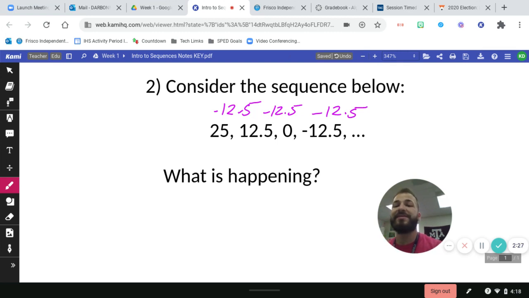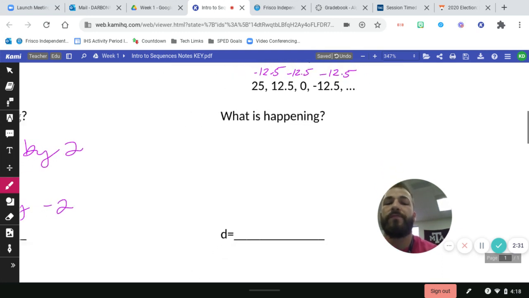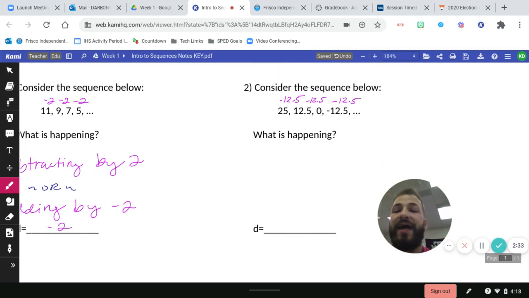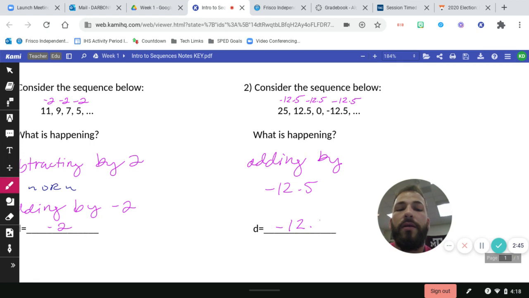So since we can see that we're always subtracting by 12.5, we can say, just like we did last time, that instead of subtracting by 12.5, we are adding by -12.5, which means d would be -12.5, that common difference in between terms.